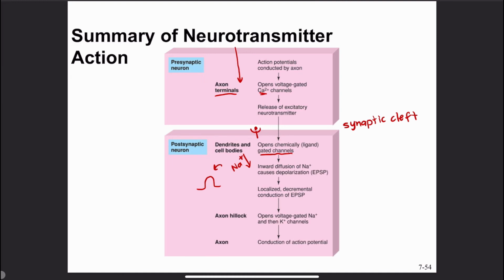If there is summation and there are enough EPSPs that threshold is reached at the axon hillock, that is going to cause what we discussed last week: voltage-gated sodium channels open, and then potassium channels, which will be our conduction of an action potential down the length of an axon. So that's putting together what we were discussing today with what we discussed last week.